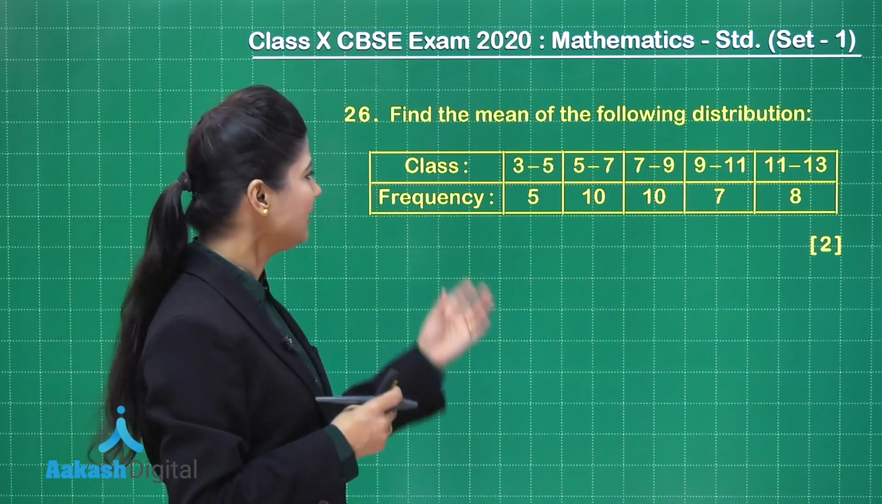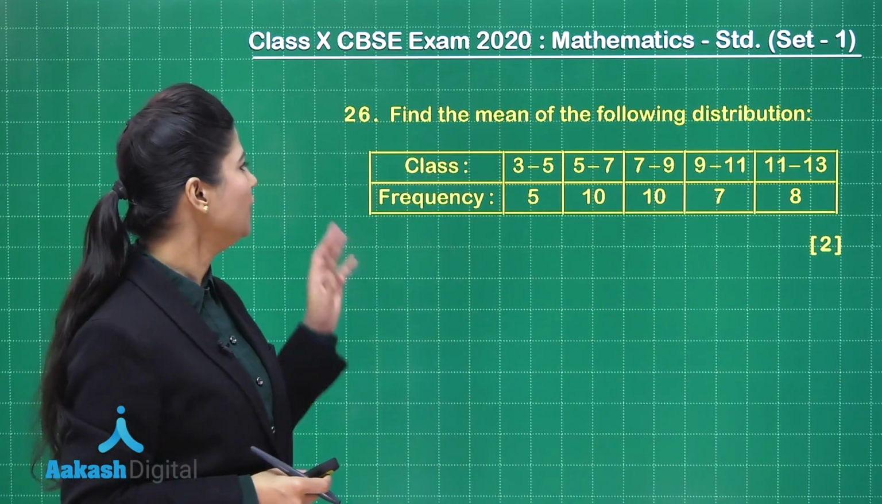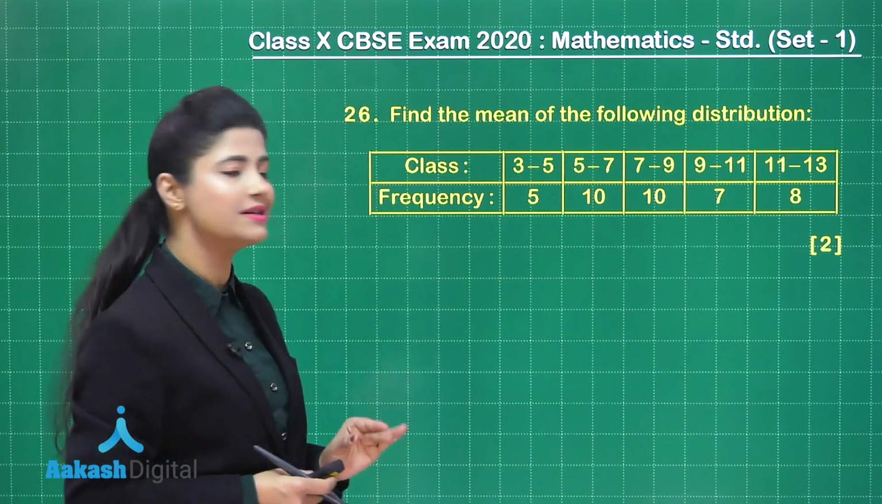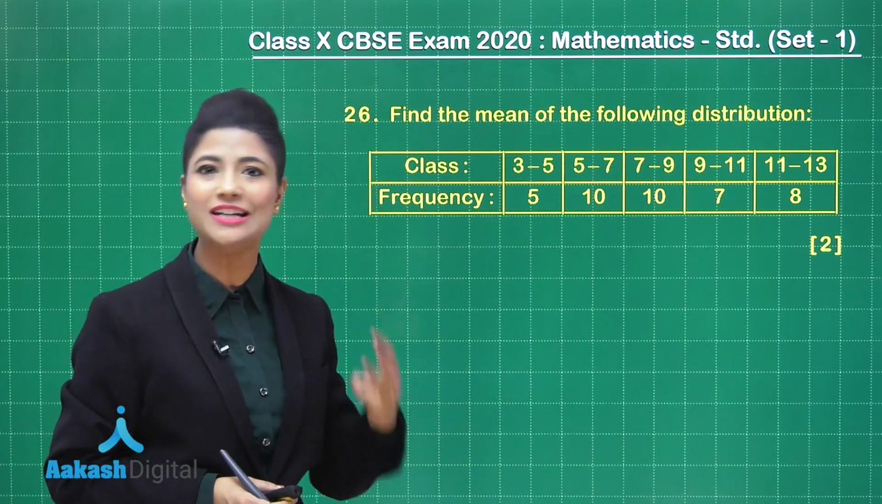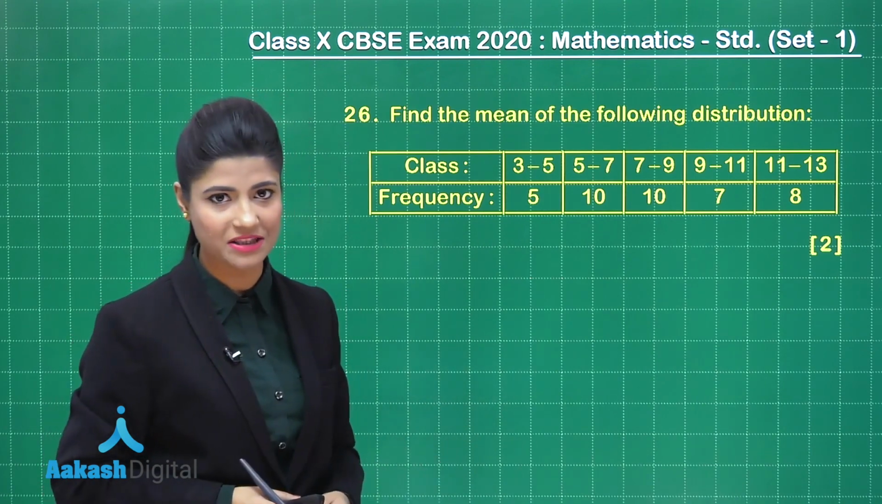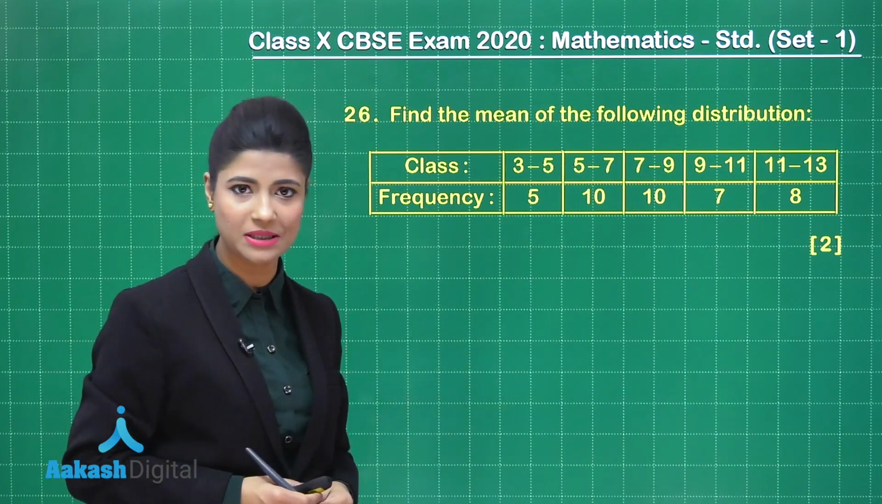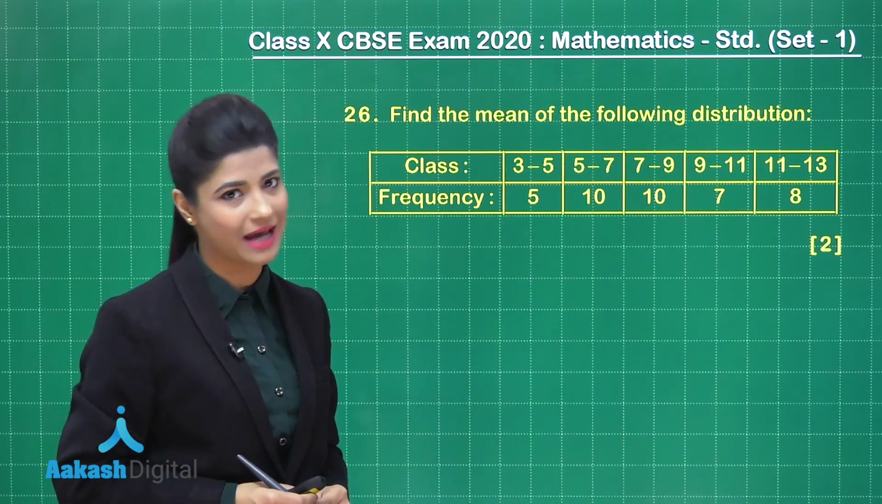Here you can see the classes are exclusive. That means they are continuous. And whenever we have continuous classes, you can obtain the mean through 3 different methods, that is the direct method, assumed mean method and standard deviation method. As no method is mentioned in this question, you can proceed with any of the methods. I am trying to solve it through the direct method.